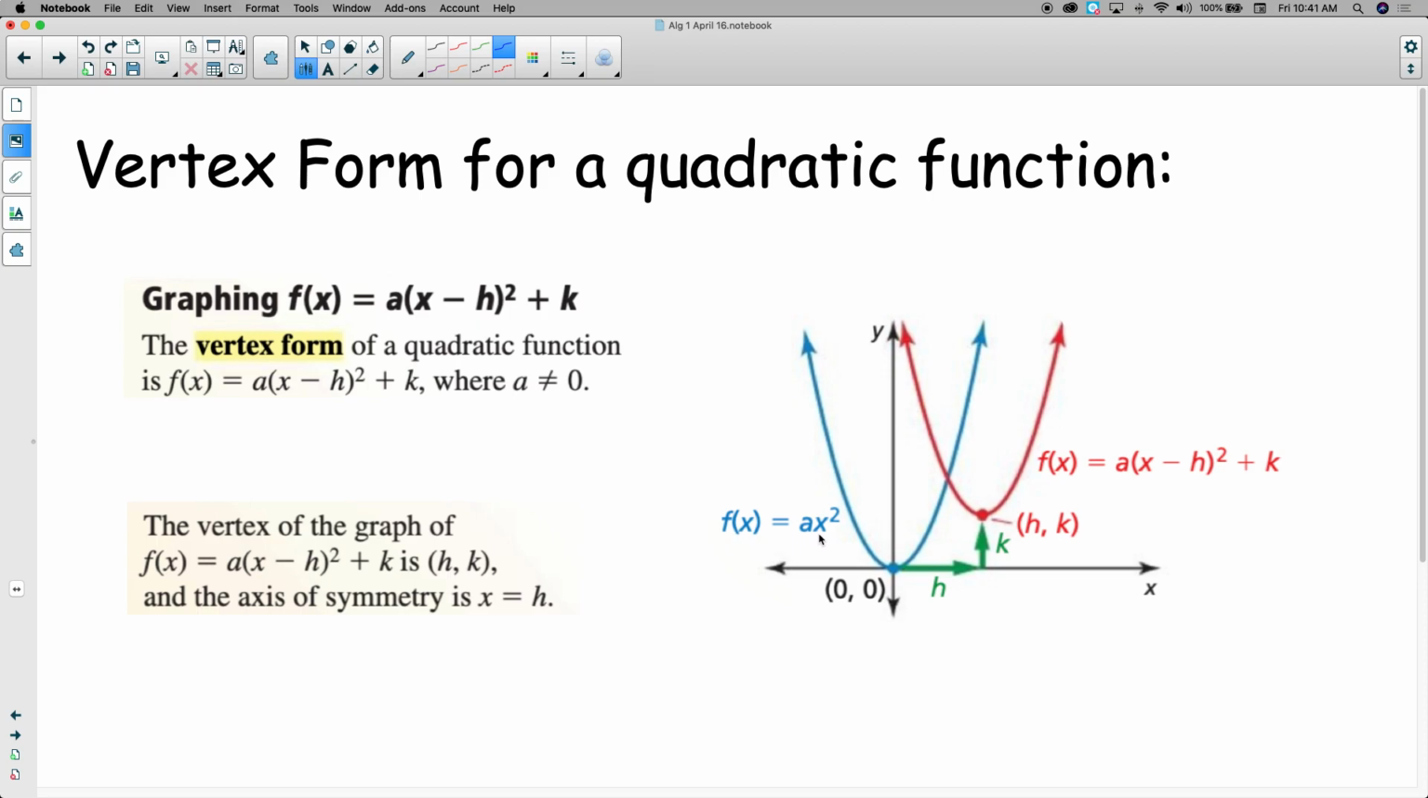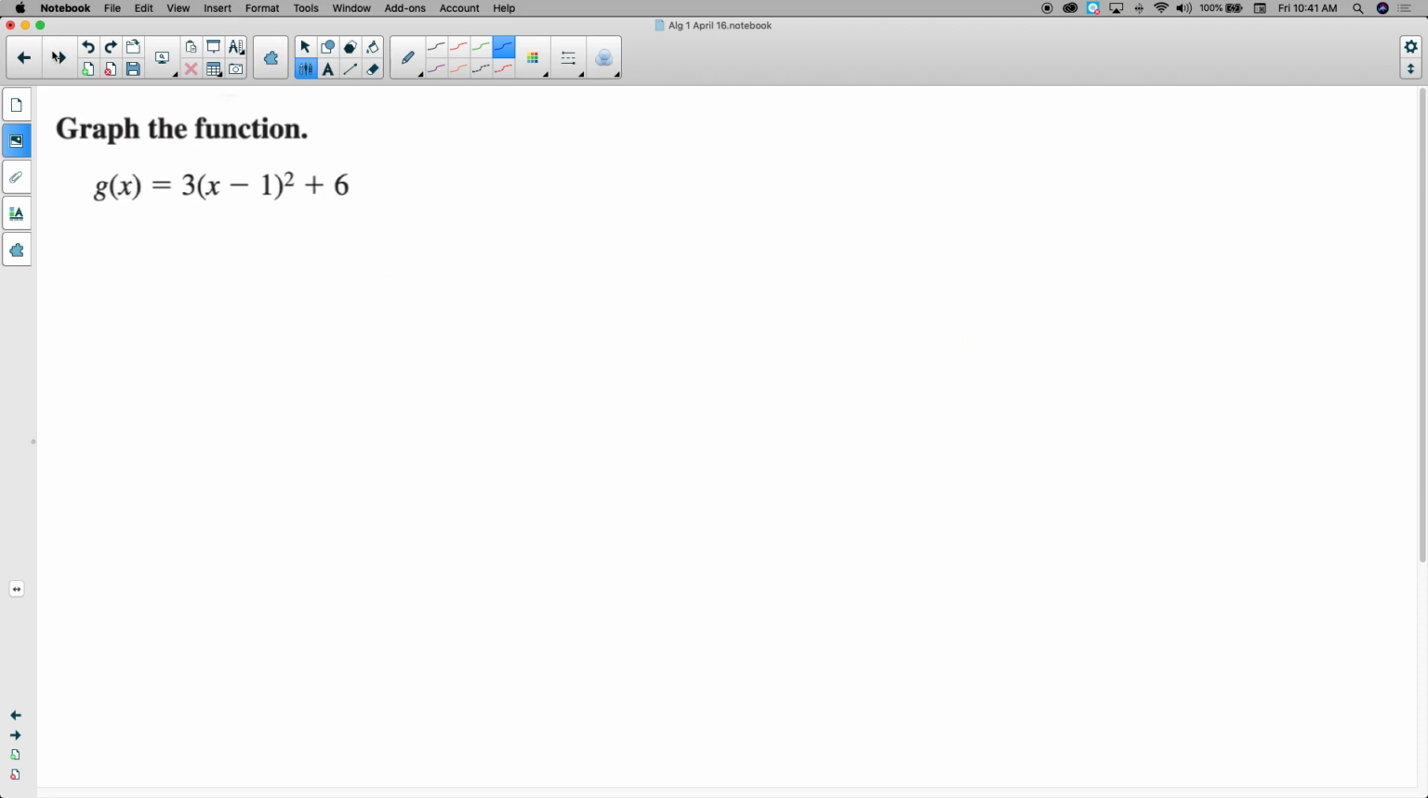Making quick work of this one, if you have the parent function here in blue and you alter it by messing with the x value by subtracting h, then it's going to be sliding over the amount h. And if you mess with the function by tacking on a plus k, then it's going to be lifting the vertex, the whole parabola for that matter, up k. So the vertex used to be at 0, 0, and now it will have slid to the right h and up k. So now we know where the new vertex is. Couple of samples and you'll be ready for my assignment.